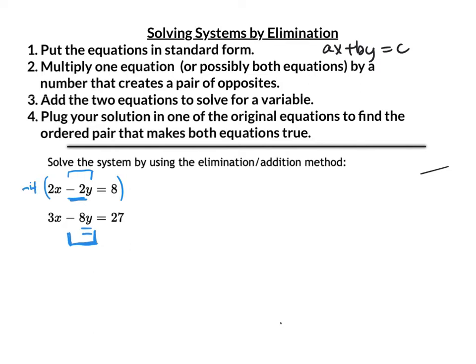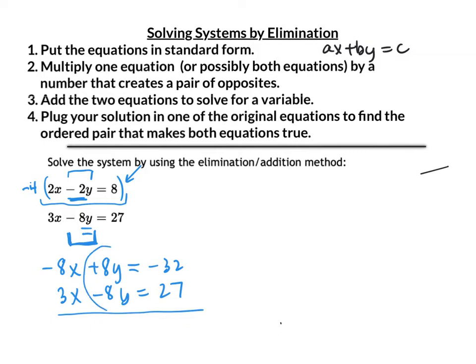Now this may not make sense yet, just hang in there. I'm going to multiply everything in this equation by negative 4. Negative 4 times 2x is negative 8x. Negative 4 times negative 2y is positive 8y. And negative 4 times 8 is negative 32. Notice I also did the 8. You do every term by whatever number you're multiplying by. Now rewrite the bottom equation, 3x minus 8y equals 27. We've created this pair of opposites right here.